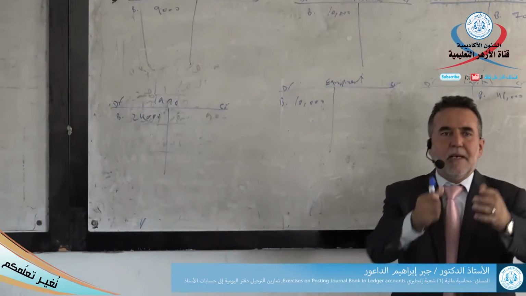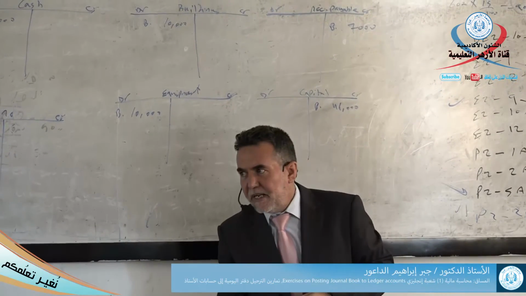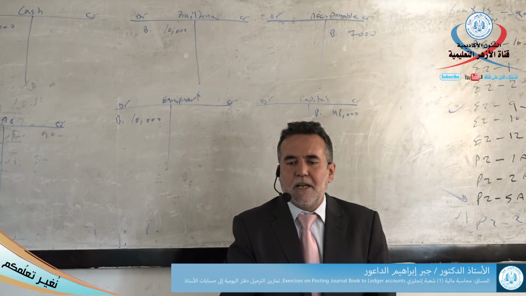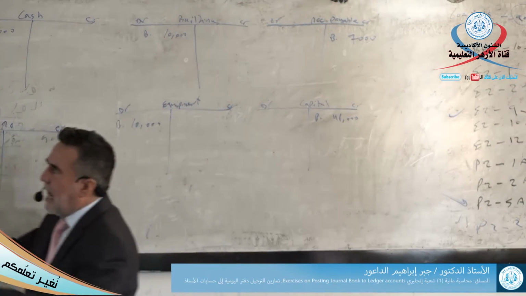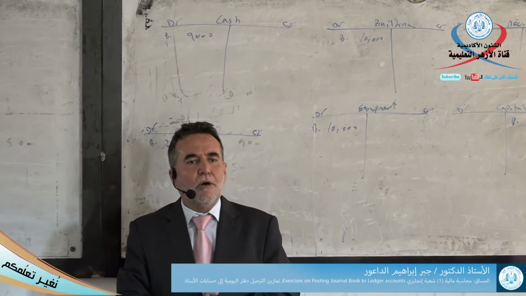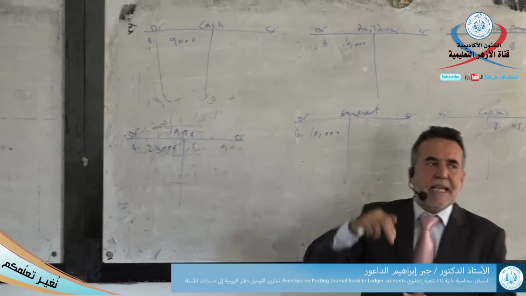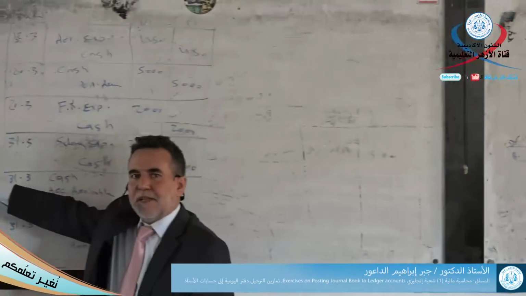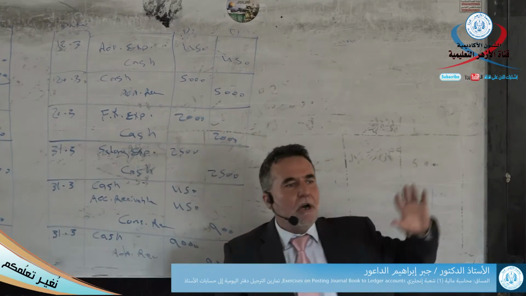Okay, received 9,000 from customers for admission, so the entry will be cash to admission revenue. Now we have finished journalizing all the transactions. Instruction number C: transfer these entries, these transactions, from the journal book to the ledger accounts.